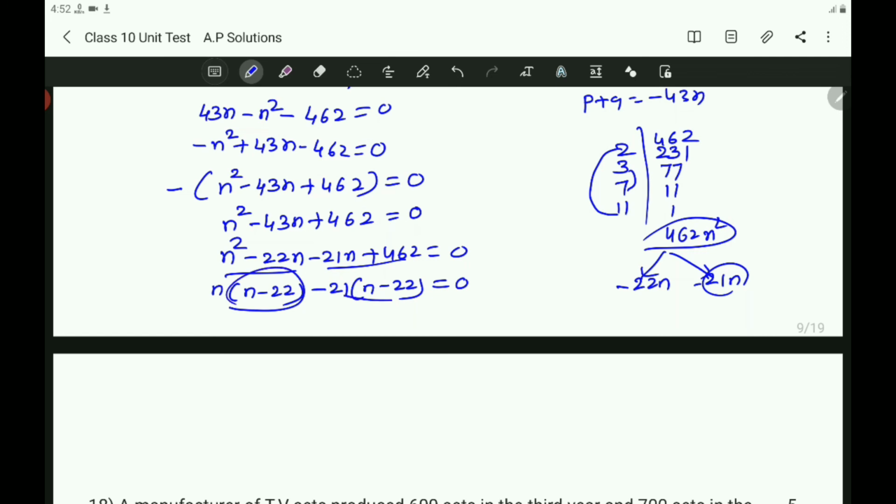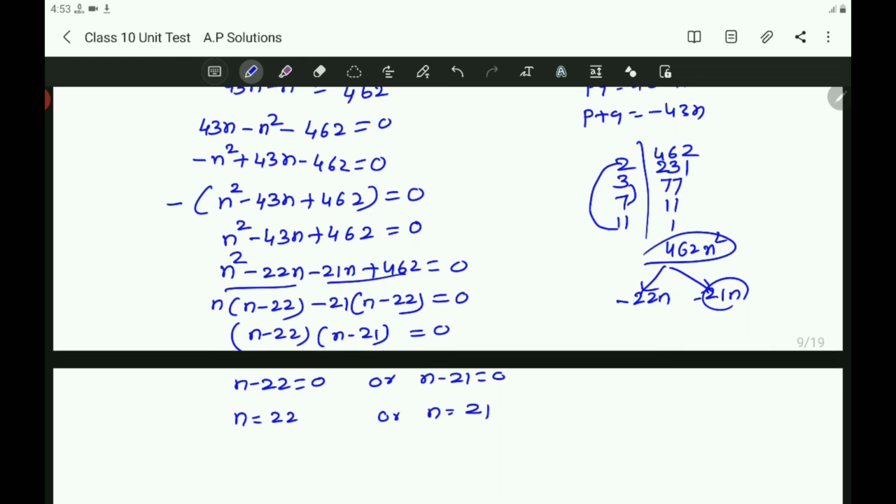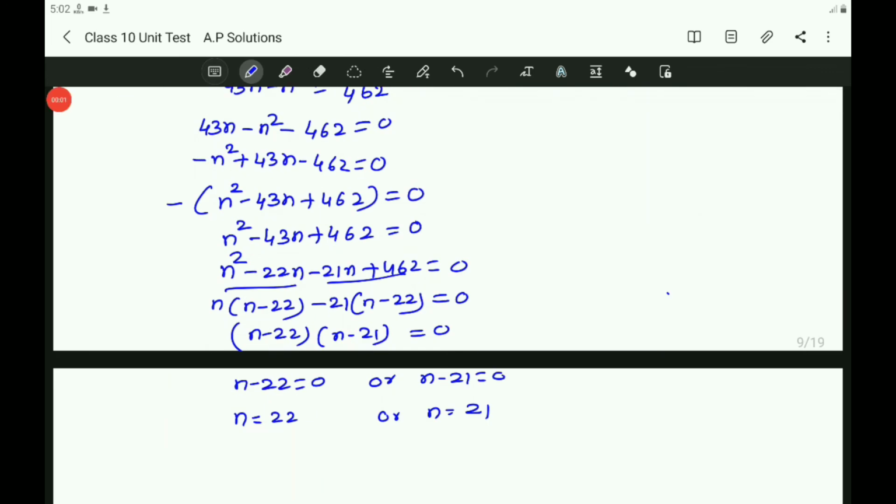Then n minus 22, n minus 22, they are a common factor. You write n minus 22 into n minus 21 equals 0. Equate each factor to 0. N minus 22 equals 0 or n minus 21 equals 0. So write n equals 22 or n equals 21. You got two values here. Here you got the value of n as 22 or 21.